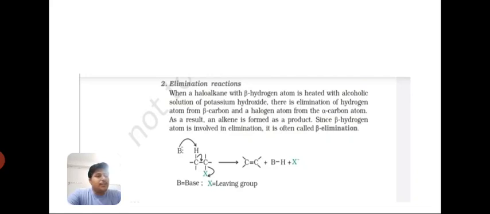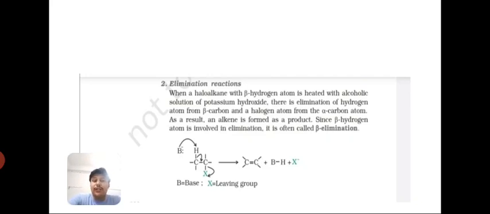Next to that carbon is beta, and the next one is gamma, and so on: alpha, beta, gamma and delta. So here the first carbon from the right side, where the X is attached, is called alpha, and the next one is the beta carbon. Okay, and this elimination reaction occurs when this alkyl halide is treated with an alcoholic solution of potassium hydroxide.